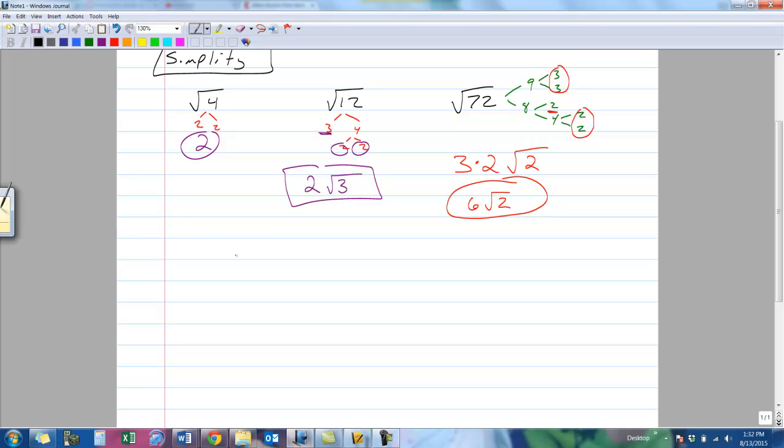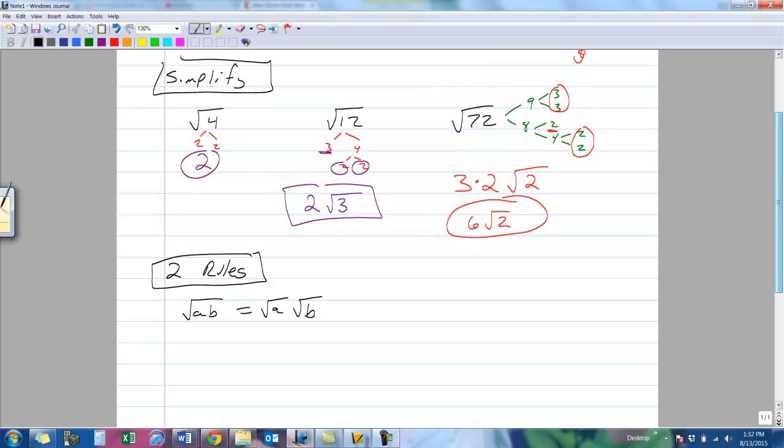Next thing I want to talk about: there are 2 general rules associated with radicals that you need to know for right now. The first one is the square root of a times b is equal to root a times root b. We actually demonstrated that up here. Root 12 is the same thing as root 3 times 4. And then the square root of 3 is root 3, the square root of 4 is 2. Then the other rule that I need you to know is the square root of a divided by b is root a over root b.